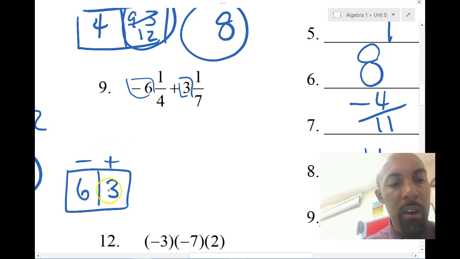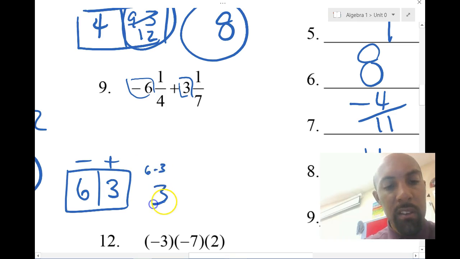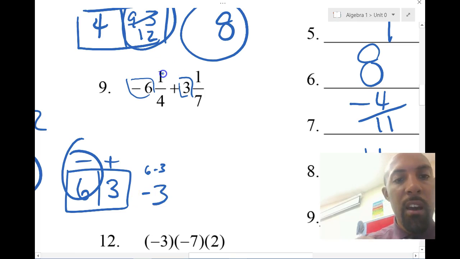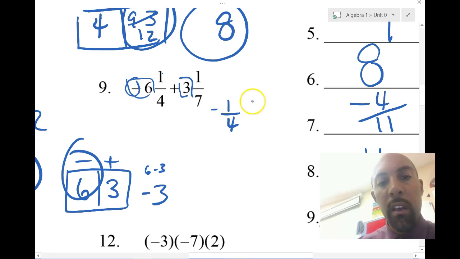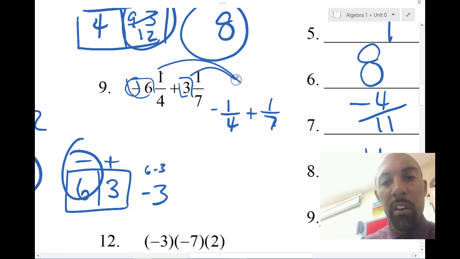So, different box, 6 minus 3. That's going to be 3, and 6 is negative. Okay, now I take the 1/4, which is minus, so I put minus here. Okay, and then the 1/7, which is plus, so I put that here. So I take these and I put them over here.